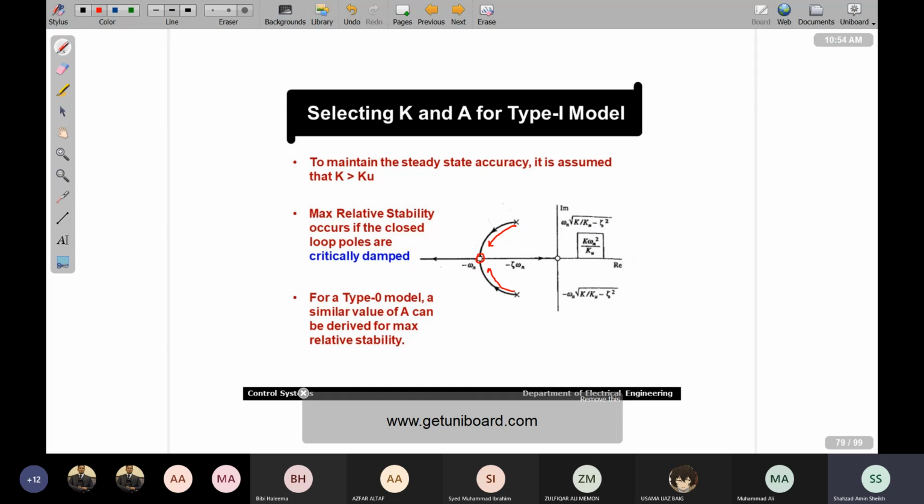इसी तरह से अगर हम type 0 model पे इसको apply करें तो we will be getting the value of A in a similar fashion for the maximum relative stability. Any questions?